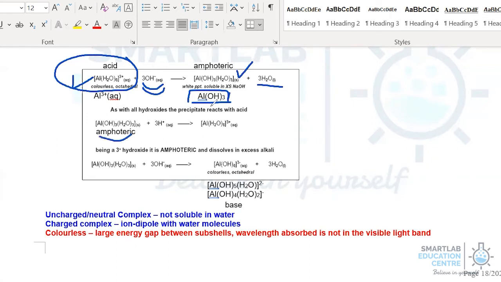By taking the aluminum hydroxide that's produced and further neutralizing it with 3 moles of H+, you will form back the initial complex. Otherwise, aluminum hydroxide can dissolve in alkali to form this complex, which is Al(OH)6 with a 3 negative charge.